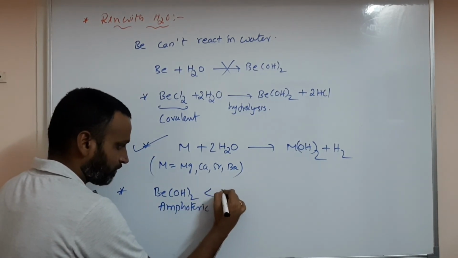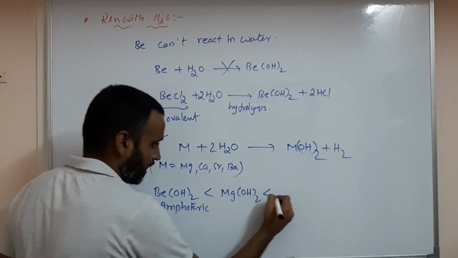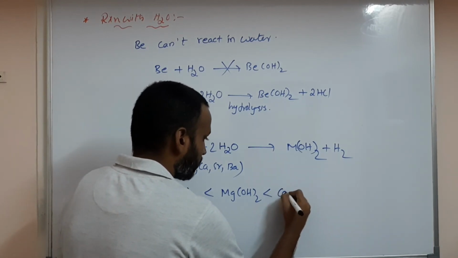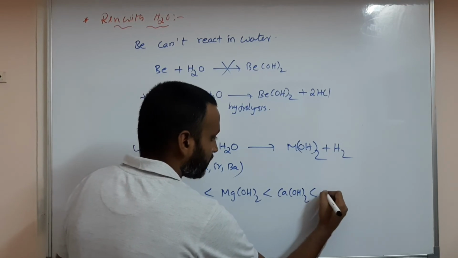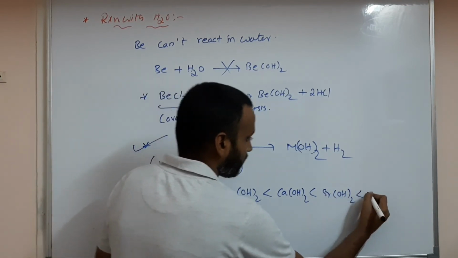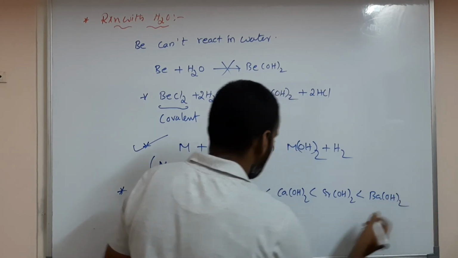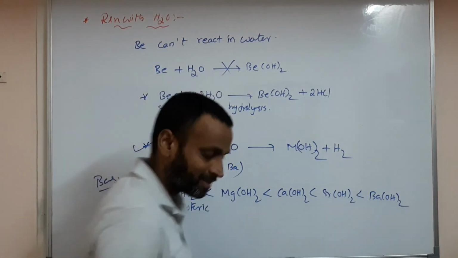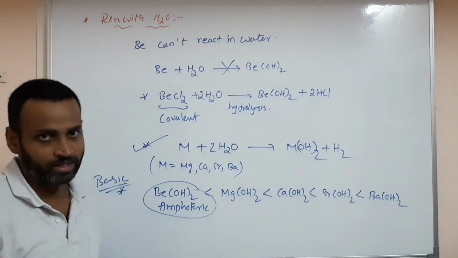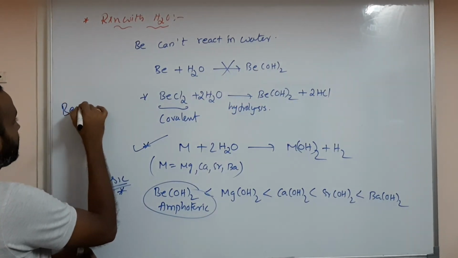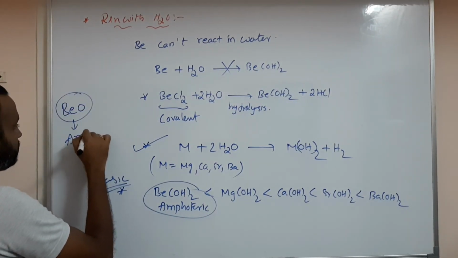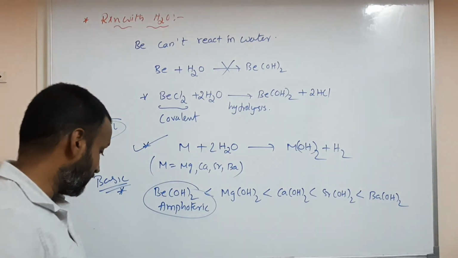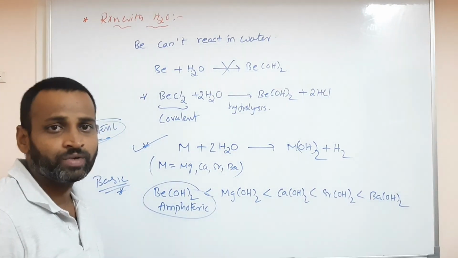But for the remaining, you see Mg(OH)2, calcium hydroxide Ca(OH)2, Sr(OH)2, and Ba(OH)2. If you see, this is the order of basic nature. What nature? Basic nature increases. This beryllium hydroxide is amphoteric in nature. Remember, not only that, beryllium oxide is also amphoteric. Who is amphoteric? Beryllium oxide is amphoteric, which is very important.